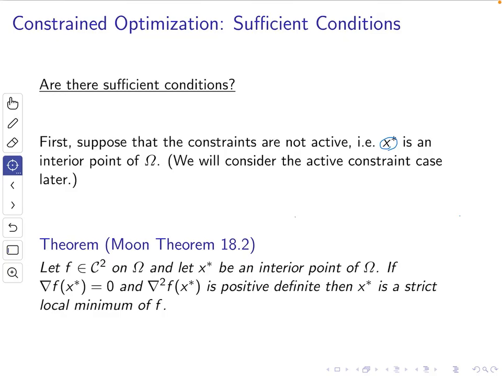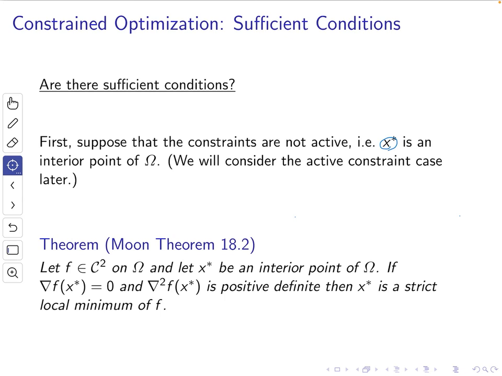Okay, so are there sufficient conditions for a constrained optimum? Much like with the unconstrained optimum, we have, again, the positive definiteness or negative definiteness of the Hessian. First suppose that the constraints are not active. In this case, x star is an interior point, and we'll consider the active constraints later.